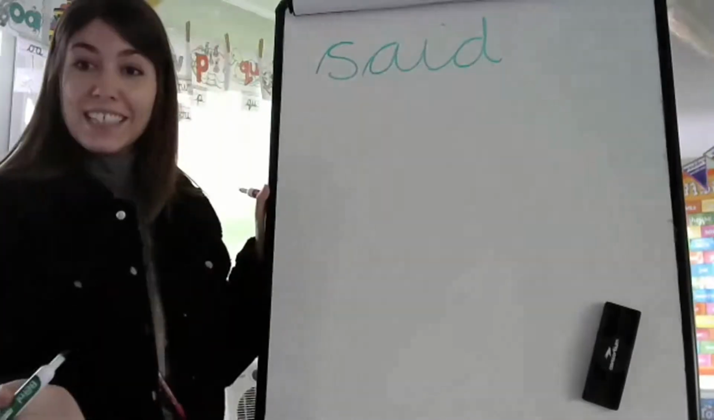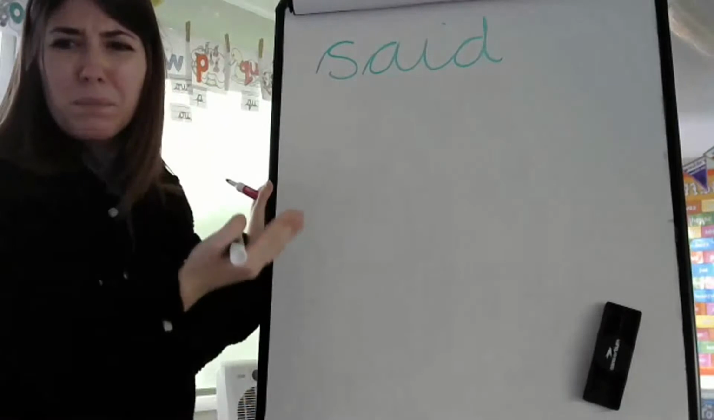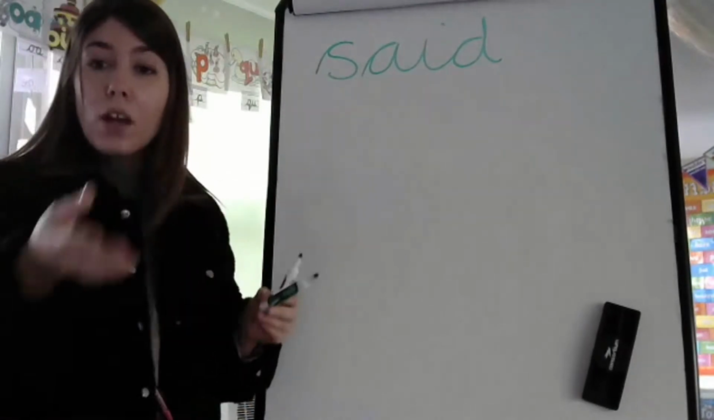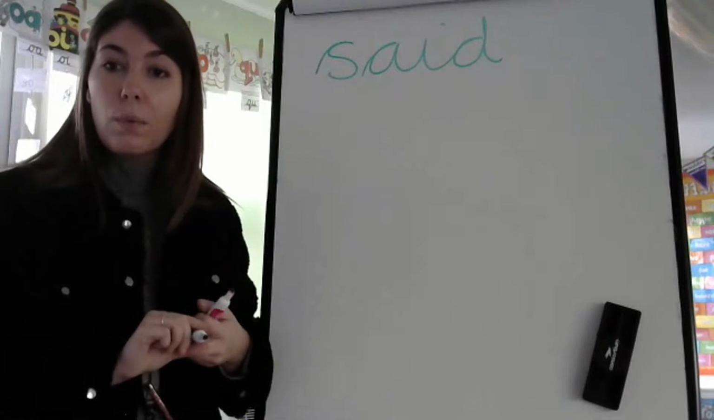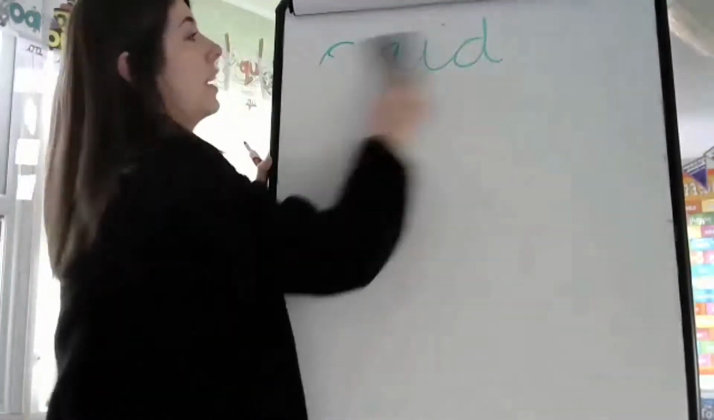Said. Fantastic. I can now spell the word said. But that might not be the best strategy to use for learning how to spell this word. Another method we can use for spelling our words is the pyramid method. I'm going to show you what that looks like now.